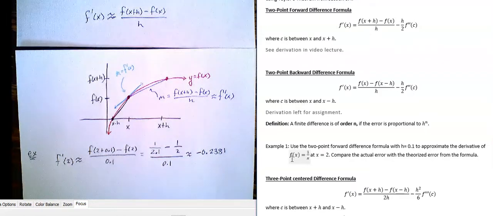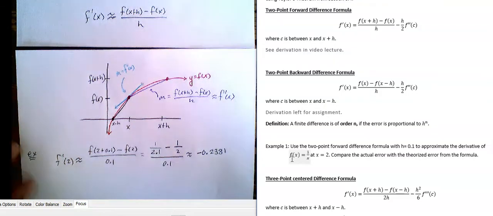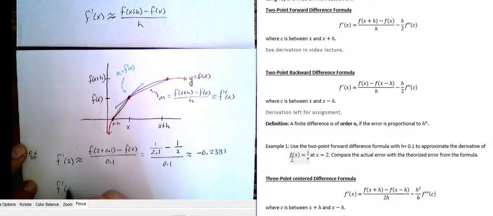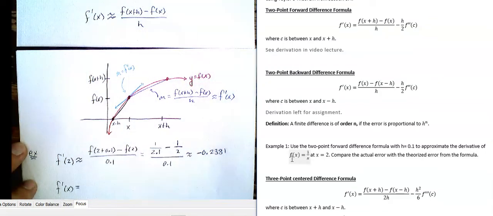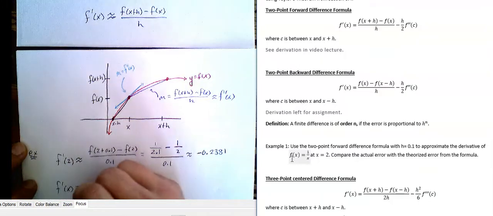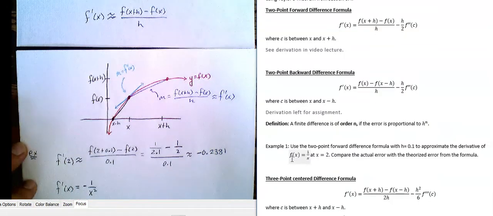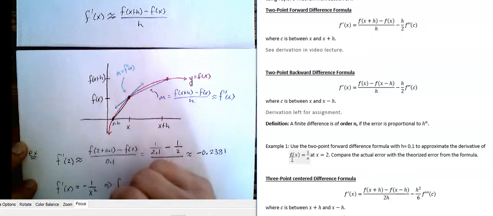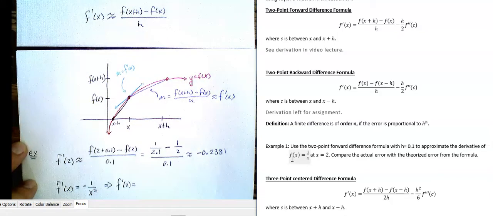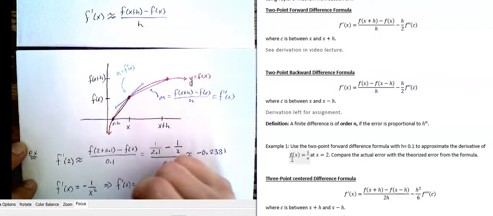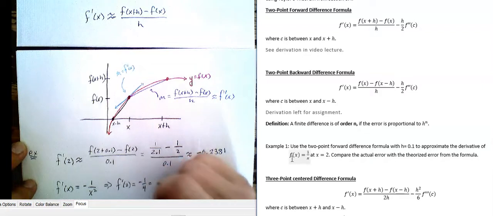Now let's investigate the error. How good is this approximation? Well, we know we can just find the derivative of this function. What is f prime of x? Well, that's the derivative of 1 over x. That is negative 1 over x squared. So f prime at 2 is exactly equal to negative 1/4 or negative 0.25.